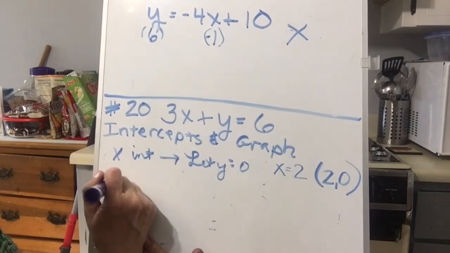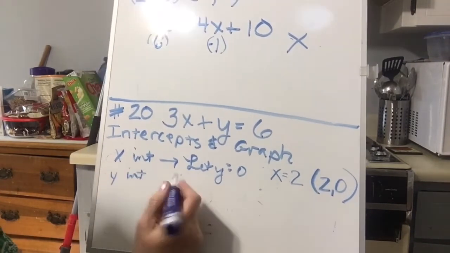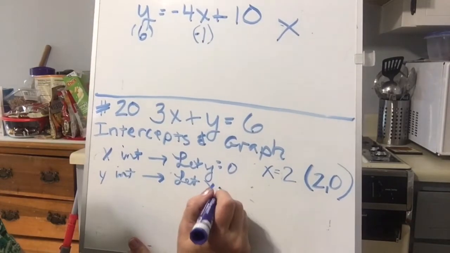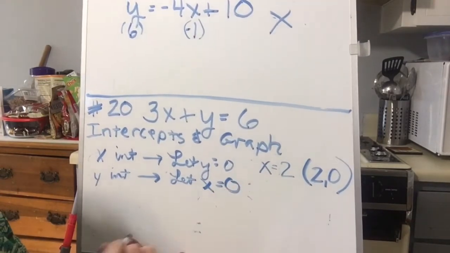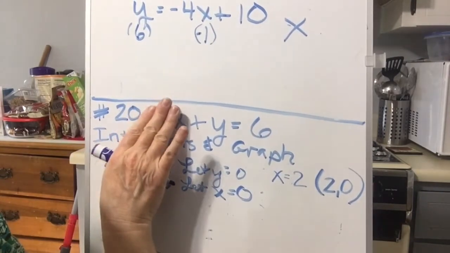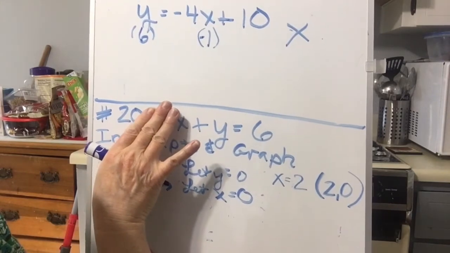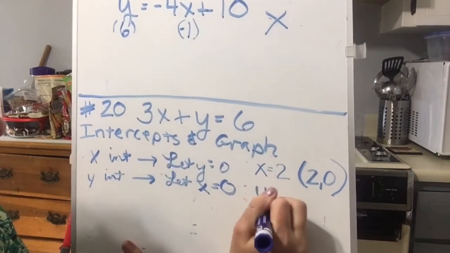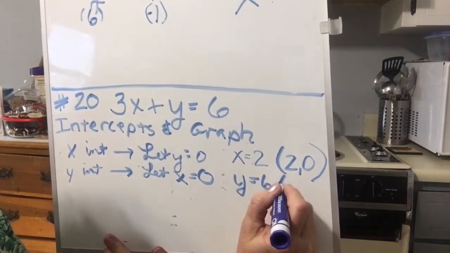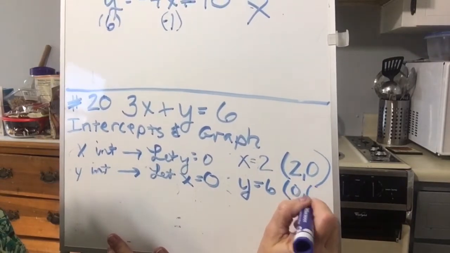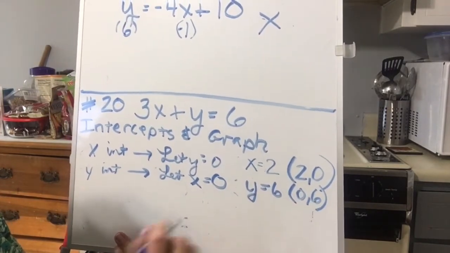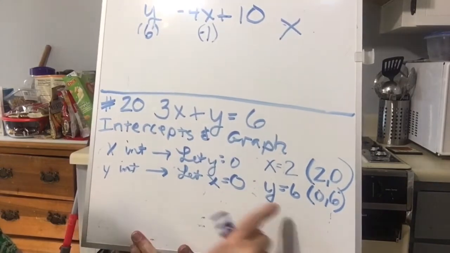Now when we're looking for the y-intercept, we're going to let x equal 0. When I plug that in, it covers up this term, and y is 6. So that point is 0, 6, because the x goes in the x place and the y goes in the y place. So I found my x and y intercepts here.